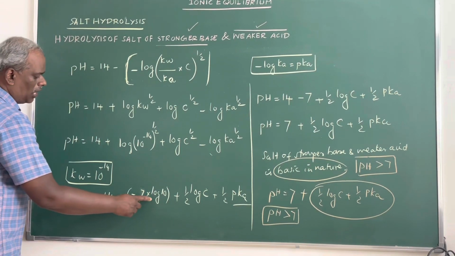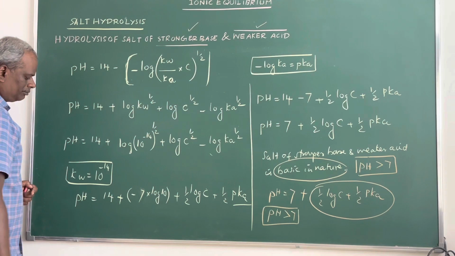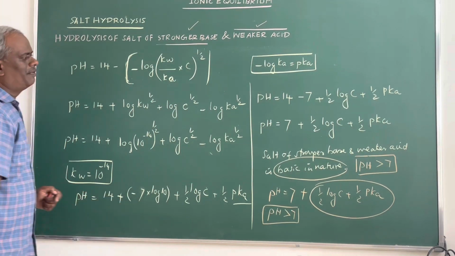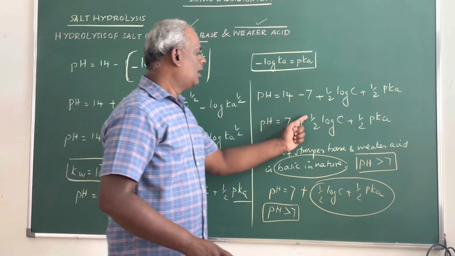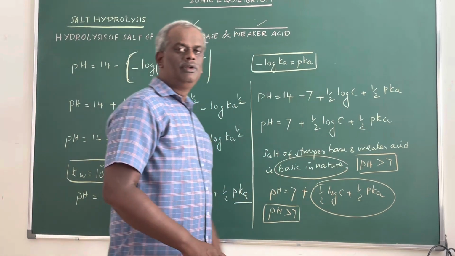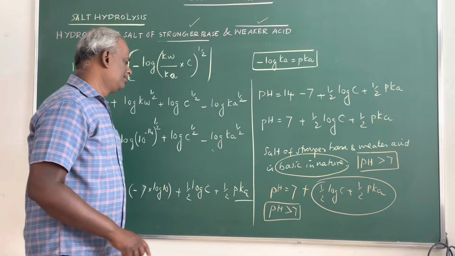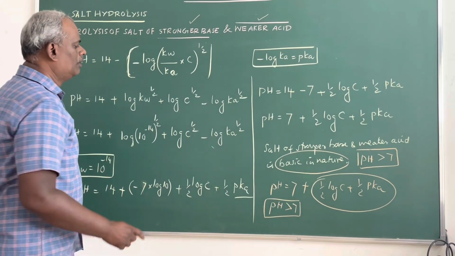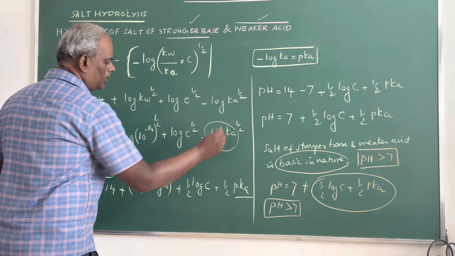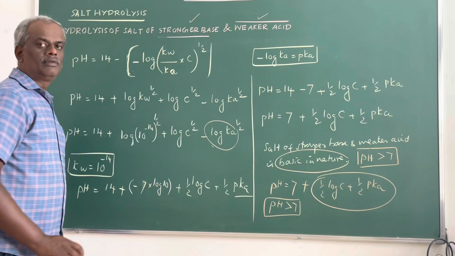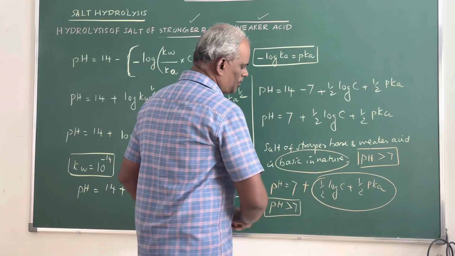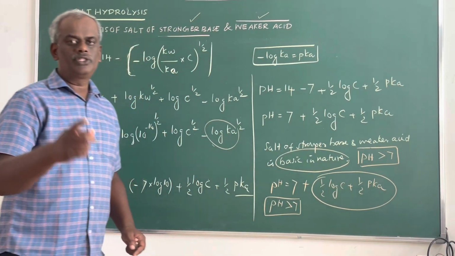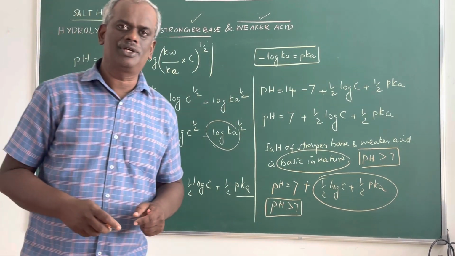And we know that log 10 is nothing but 1. So it becomes 14 minus 7. 14 minus 7 is 7. Plus half log C plus half pKa. This is also an important step. Minus log of Ka is nothing but pKa. And finally, we made a conclusion: pH is greater than 7 because the solution is basic in its nature. Okay.